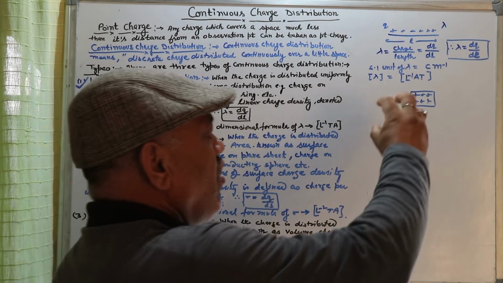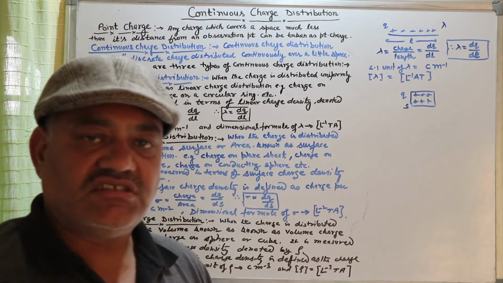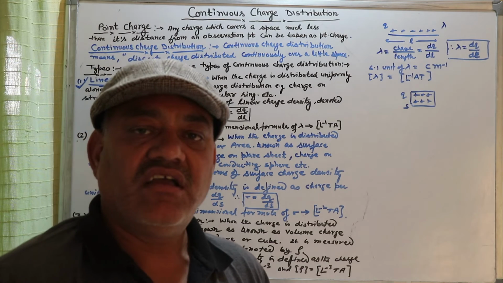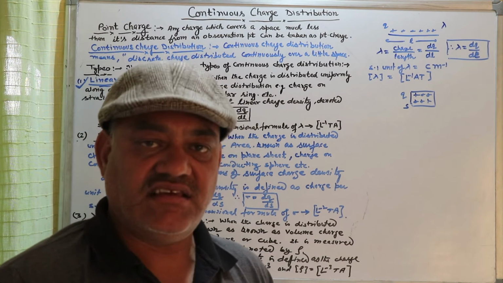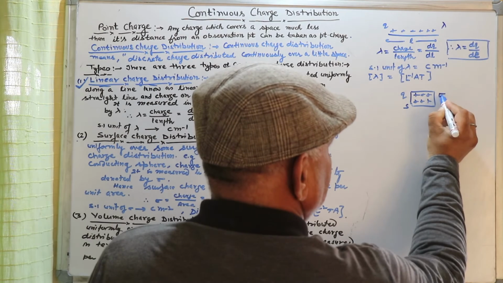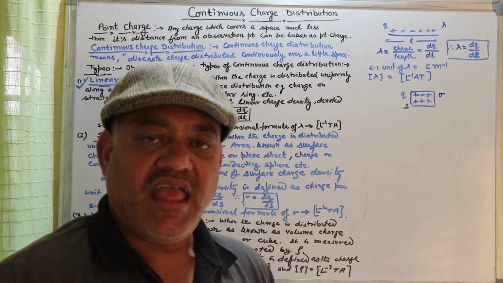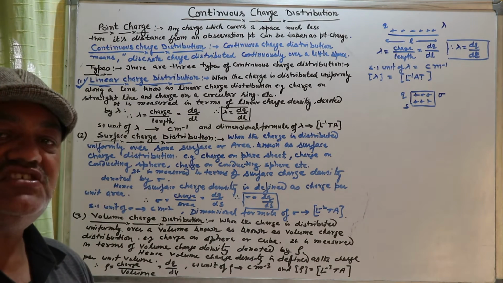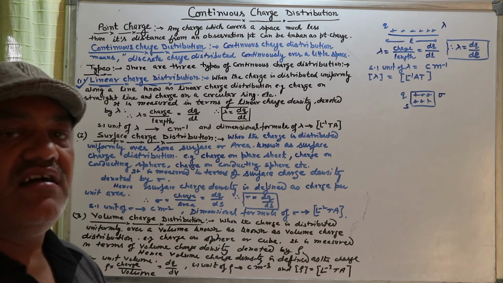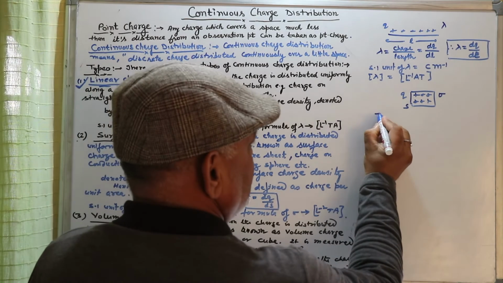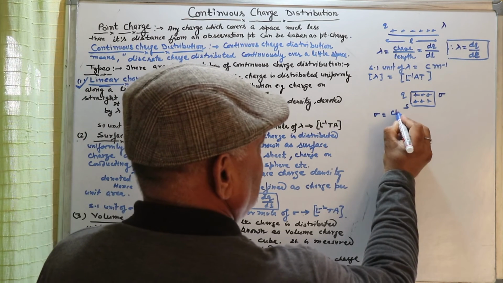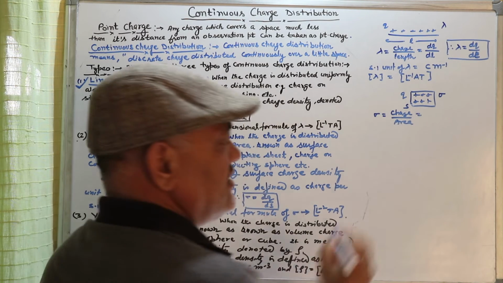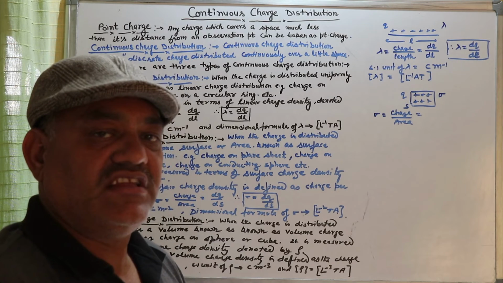Now, how much charge is there on this plane sheet, it is measured in terms of surface charge density, which is denoted by sigma. And what is surface charge density? Surface charge density means charge per unit area. Sigma is equal to charge per unit area.